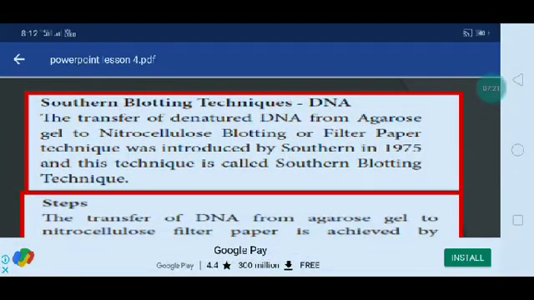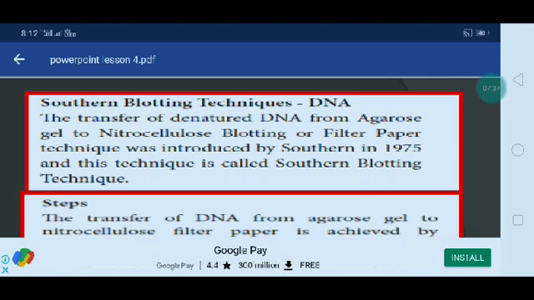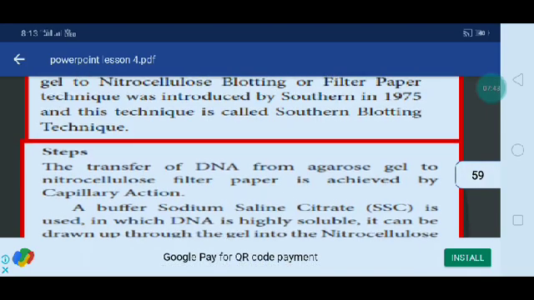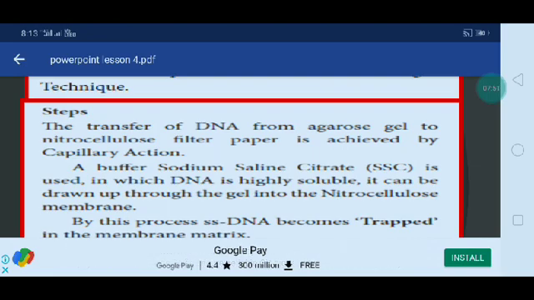Southern blotting is the transfer of denatured DNA from agarose gel to nitrocellulose or filter paper. The technique was introduced by Southern in the year 1975, and is called the Southern blotting technique. What are the steps involved in Southern blotting? Transfer of DNA from agarose gel to nitrocellulose filter paper is achieved by capillary action.